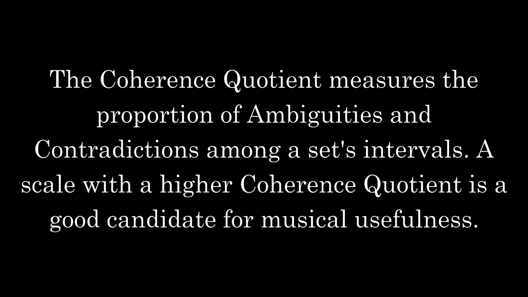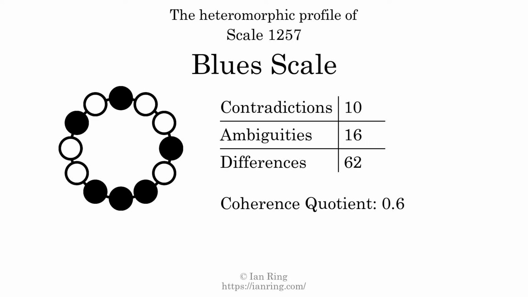The coherence quotient measures the proportion of ambiguities and contradictions among a set's intervals. A scale with a higher coherence quotient is a good candidate for musical usefulness. The coherence quotient is 0.6.